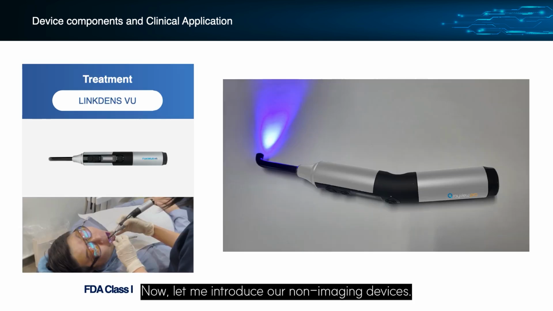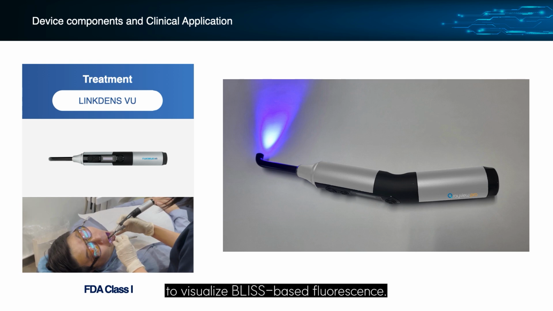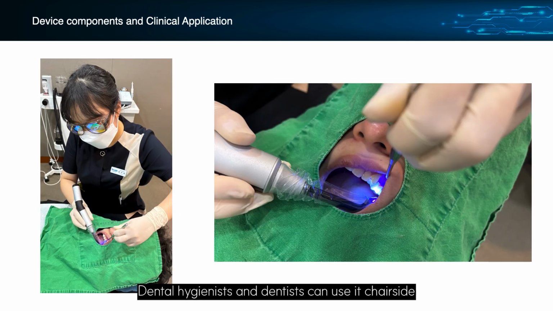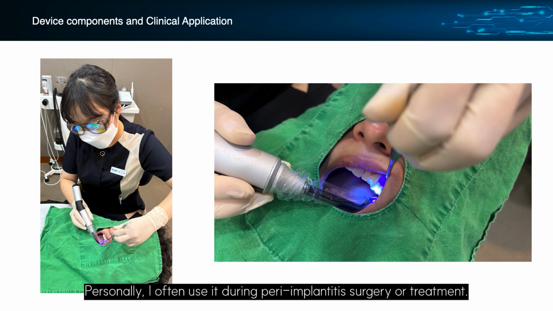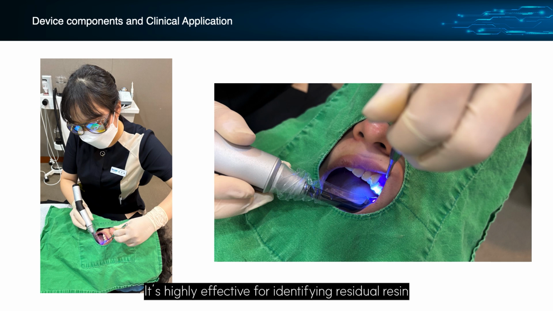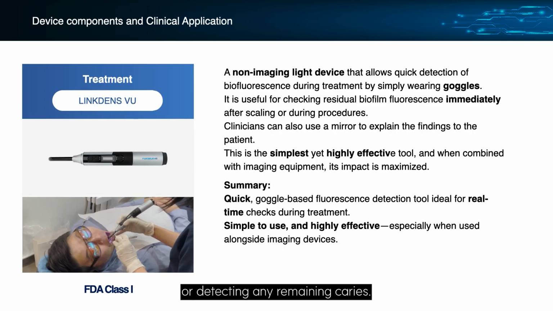Now let me introduce our non-imaging devices. These are light curing type devices. However, instead of traditional curing functionality, they emit 405 nanometer light, specifically designed to visualize Bliss-based fluorescence. Dental hygienists and dentists can use it chairside after or during scaling or while removing caries. Personally, I often use it during peri-implantitis surgery or treatment. It's highly effective for identifying residual resin or detecting any remaining caries.